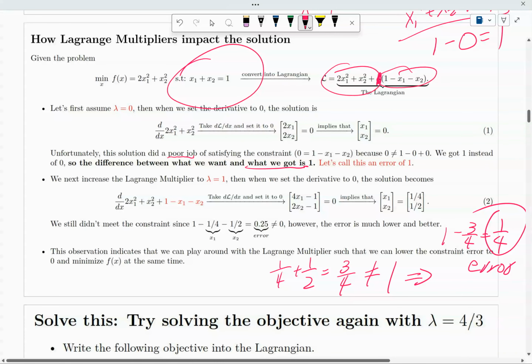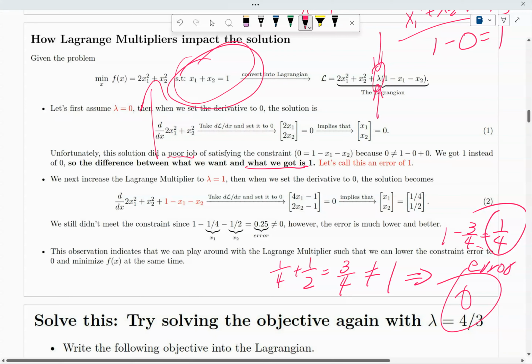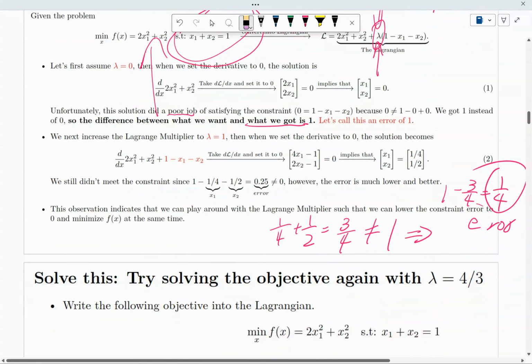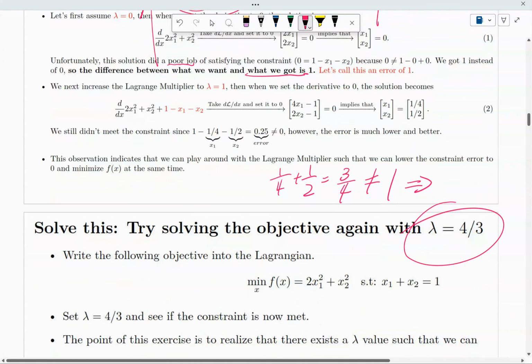Therefore, you can kind of see that by playing around with the Lagrange multiplier, we can keep moving it until we get to a point where the error is 0. We can keep playing with this until we get to a point that basically satisfies the constraint and makes this as low as possible. Okay. Now let's try it again. This time, instead of 1, let's make it a little bigger. 4/3. So 4 over 3. Okay.